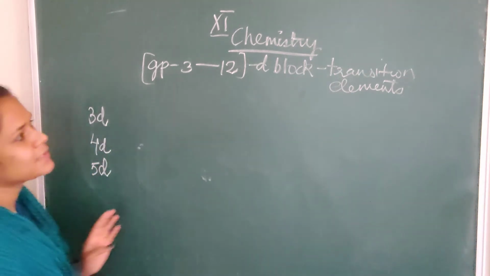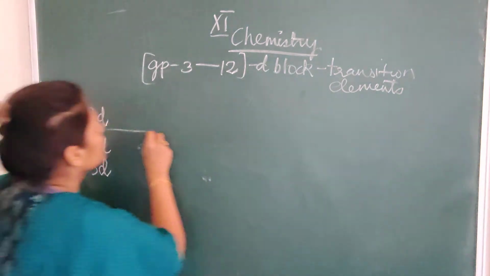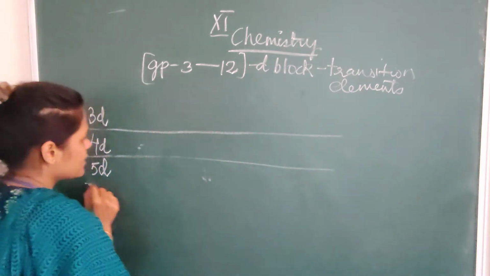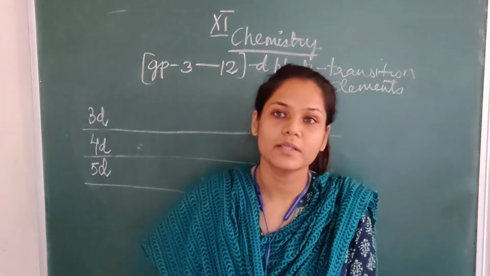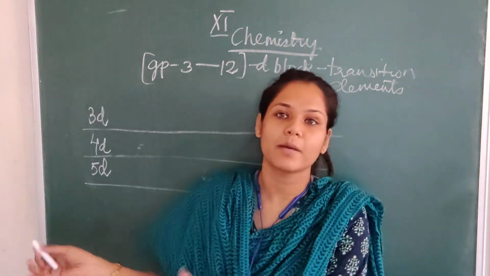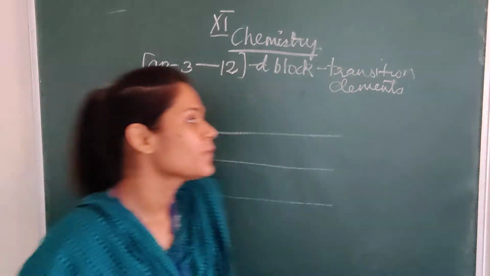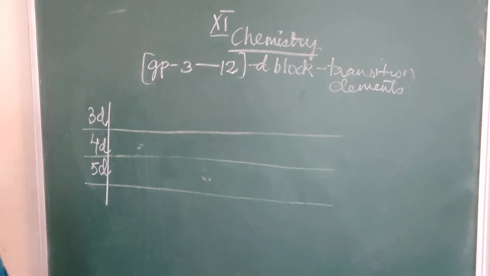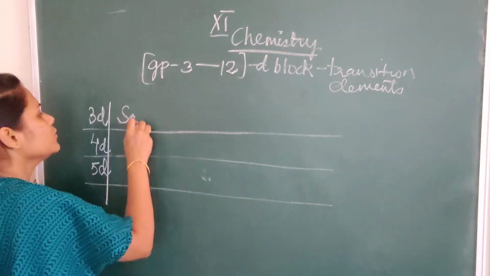So D block elements, that is transition elements, are basically divided into three series: 3D series, 4D series and 5D series. The series name has nothing to do with dimensions, like 3-dimensional or 4-dimensional. It's just the name. Let us see the elements that come in the 3D series. First, let me write them down for you.